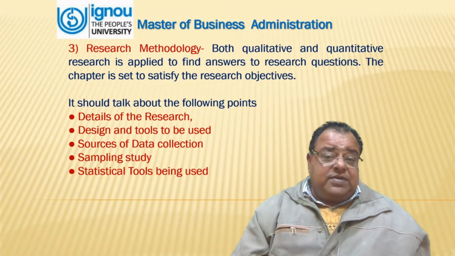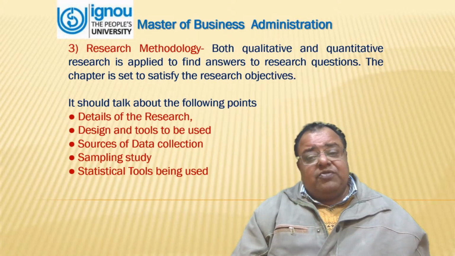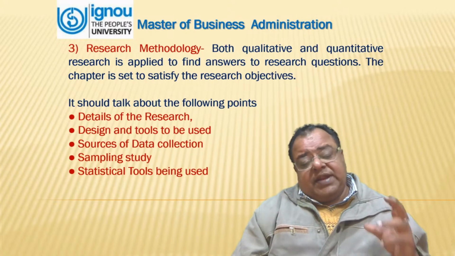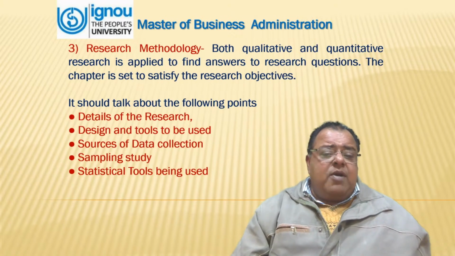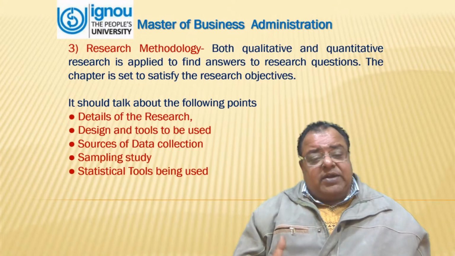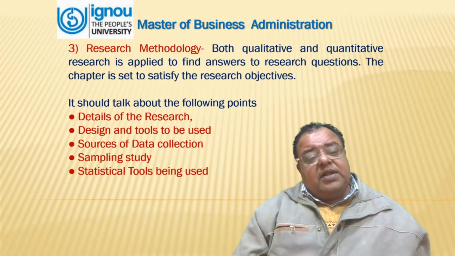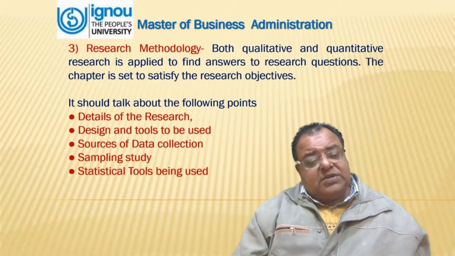Research methodology. Both qualitative and quantitative research is applied to find answers to research questions. The chapter is set to satisfy the research objectives. It should talk about the following points: details of the research, design and tools to be used, sources of data collection, sampling study, and statistical tools being used.